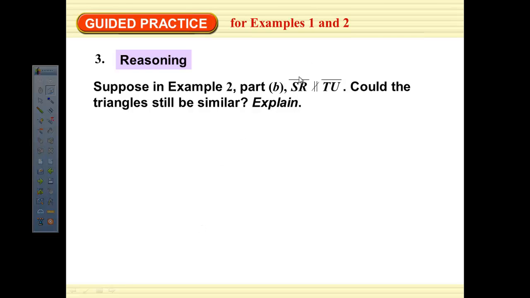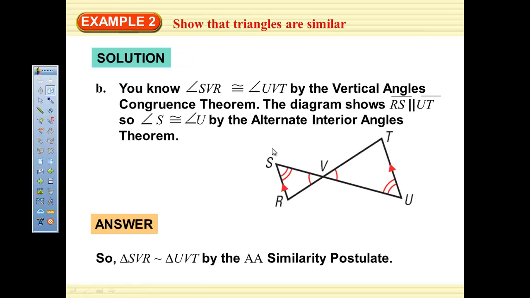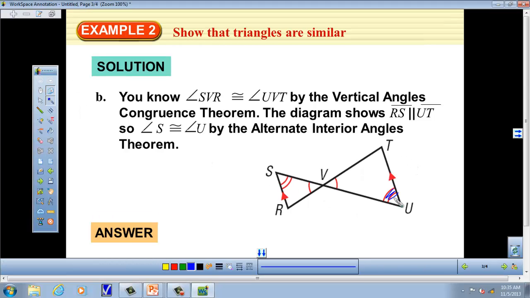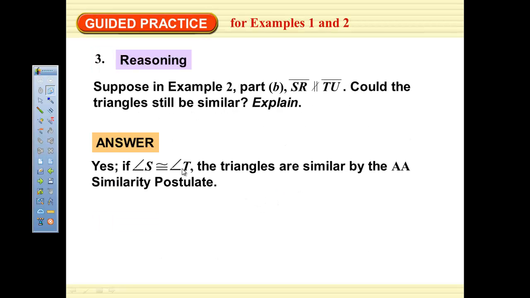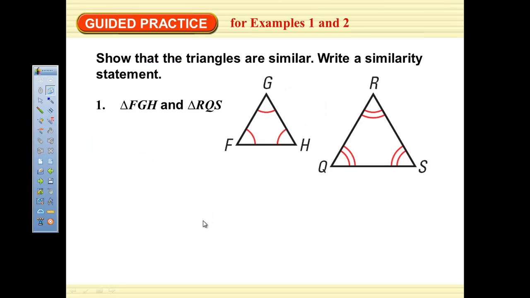Okay. In this problem it says, what if these weren't parallel? Would they still be similar? Well, if we go back, it's saying if this line and this line weren't parallel, could they still be similar? Yes, they could be, if instead of these being congruent, we could have, for example, those being congruent. If those two were congruent and these two were congruent, then the two triangles would be similar. Okay? So again, if S and T or if R and U were congruent, that would work as well.